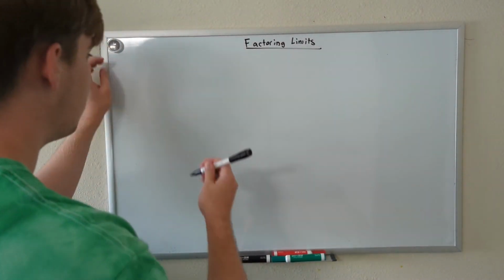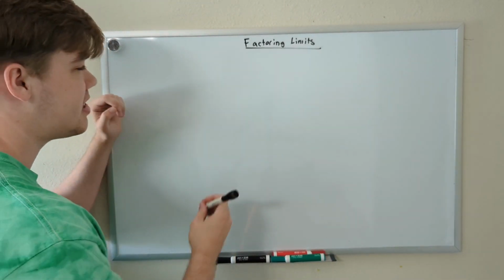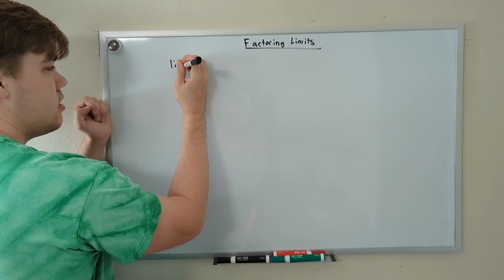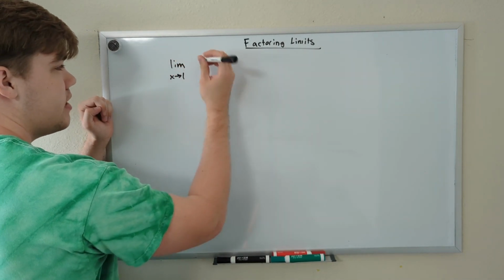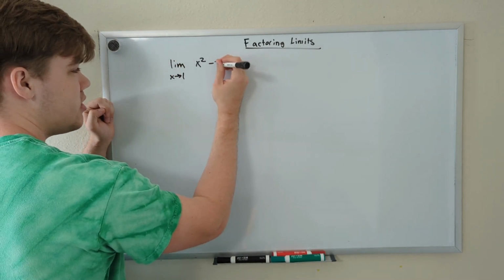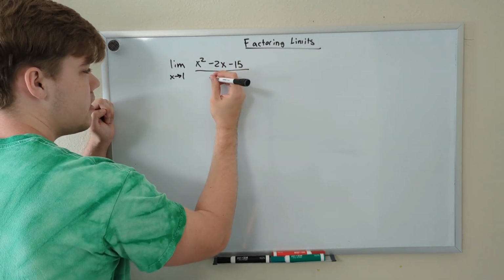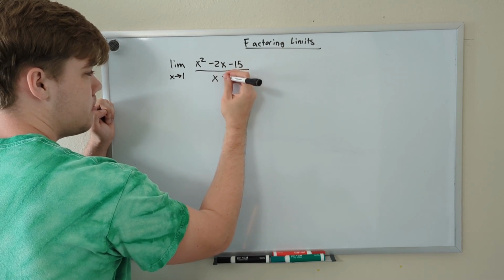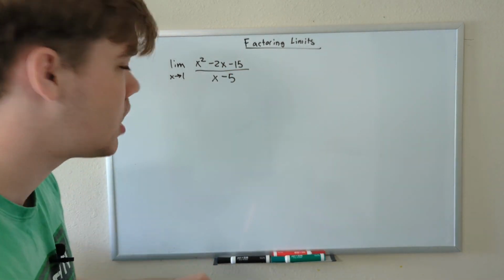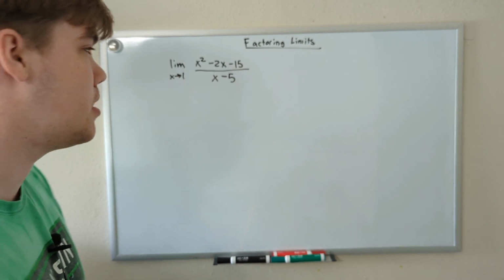Our next example will be the limit as x approaches 1 of x squared minus 2x minus 15 divided by x minus 5. What is the limit of this problem?